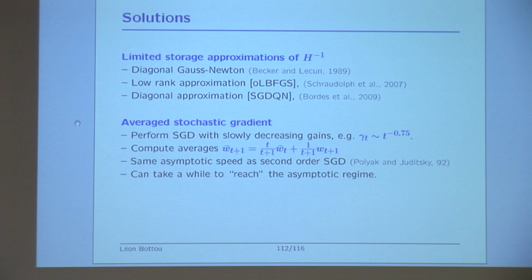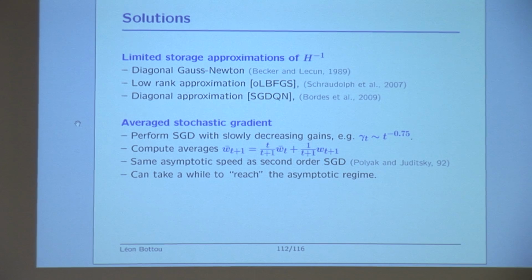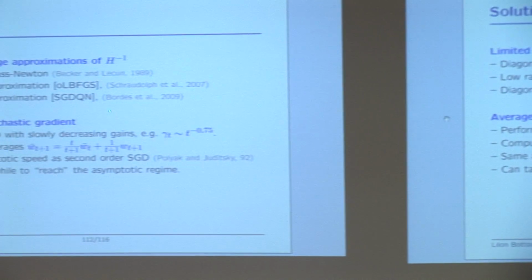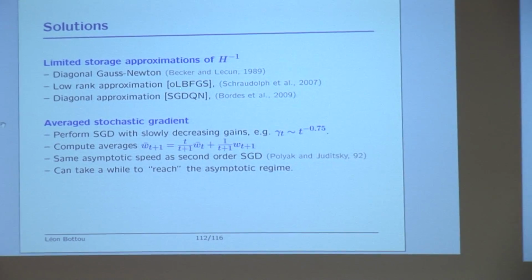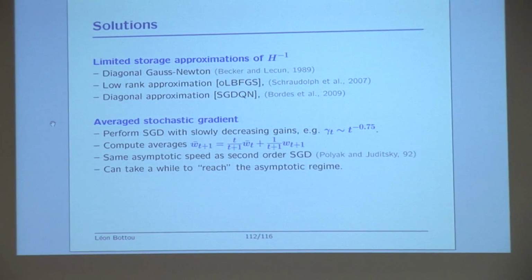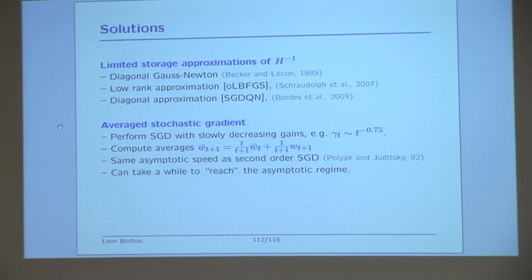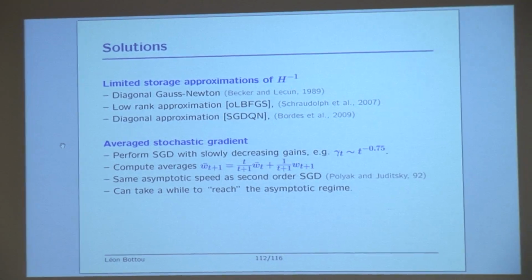But there are some solutions. One family of solutions is to use limited storage approximation of H minus 1. And you can do diagonal Gauss-Newton, which is what Becker and LeCun did in 1989. You can do other diagonal approximations. Antoine Bordes did that with SGD-QN, and they won this large-scale competition a little bit by chance because the algorithm was broken. Schraudolph has a nice, and Vishwanathan actually, you have this nice online LBFGS that's a low-rank approximation. So you can do these things.